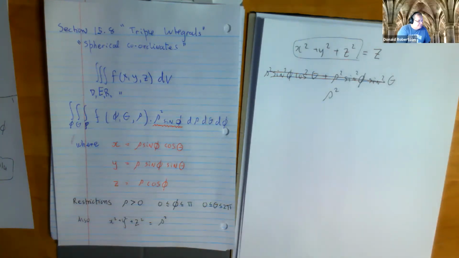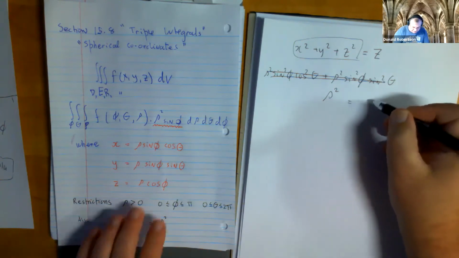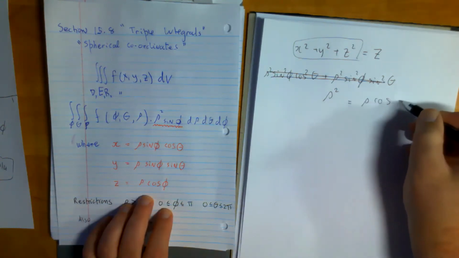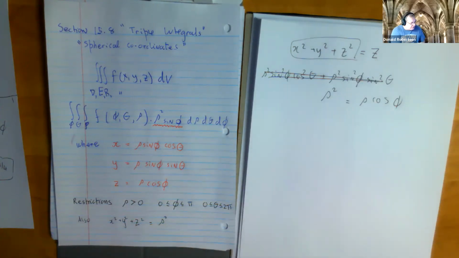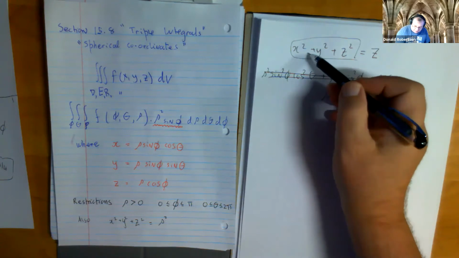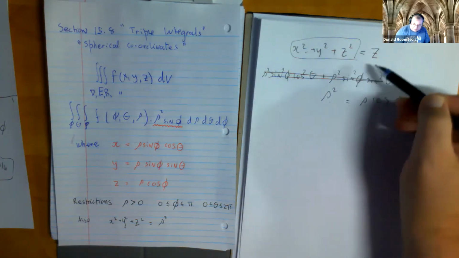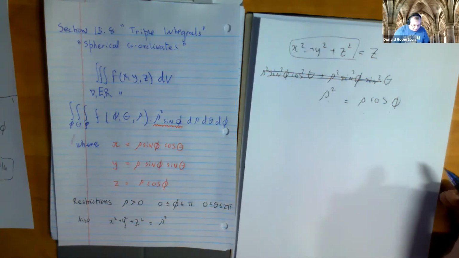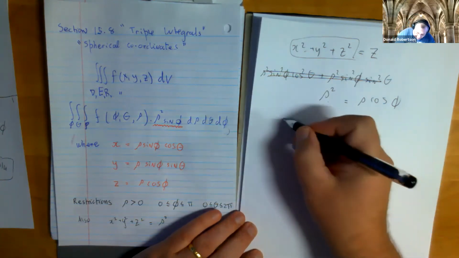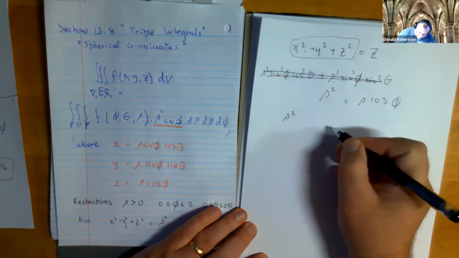Now, z is rho cosine phi. Eventually this would have turned into that, right? But why do I need to do 10 minutes of work when I know the answer right away? So this is rho squared, and this is rho cosine phi. So far, so good.